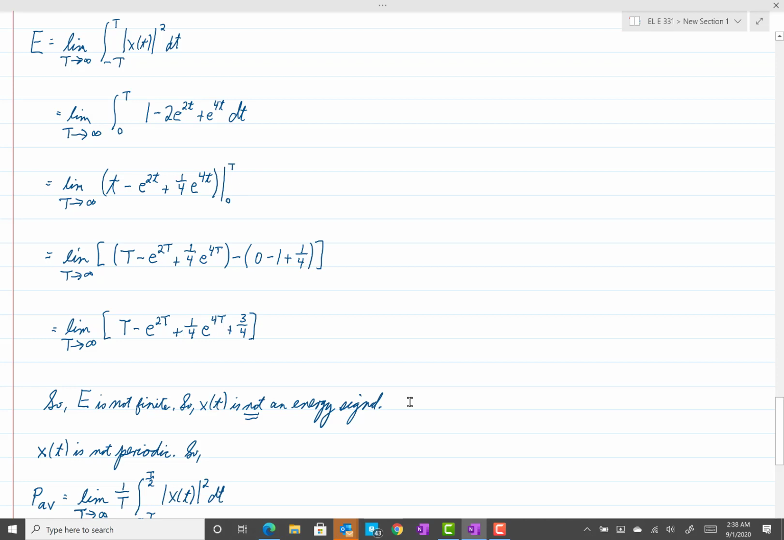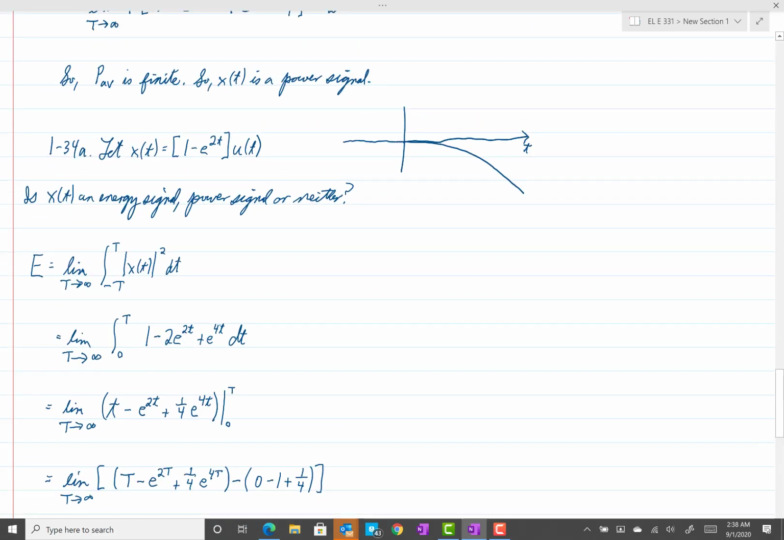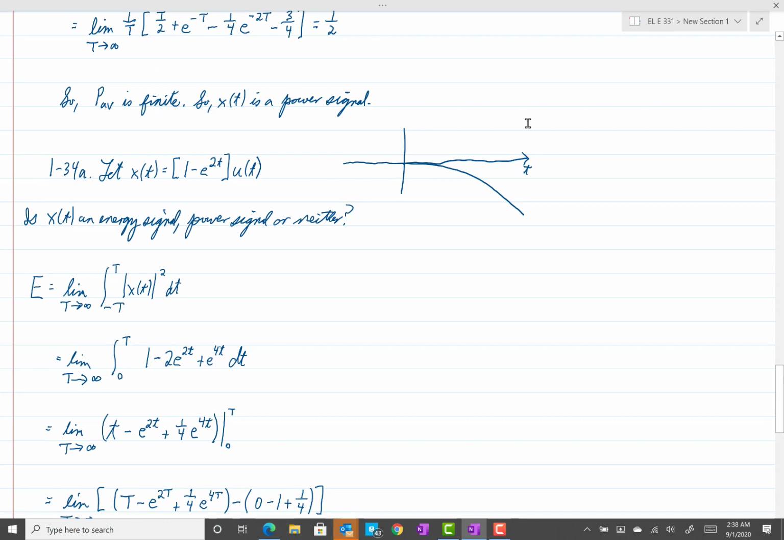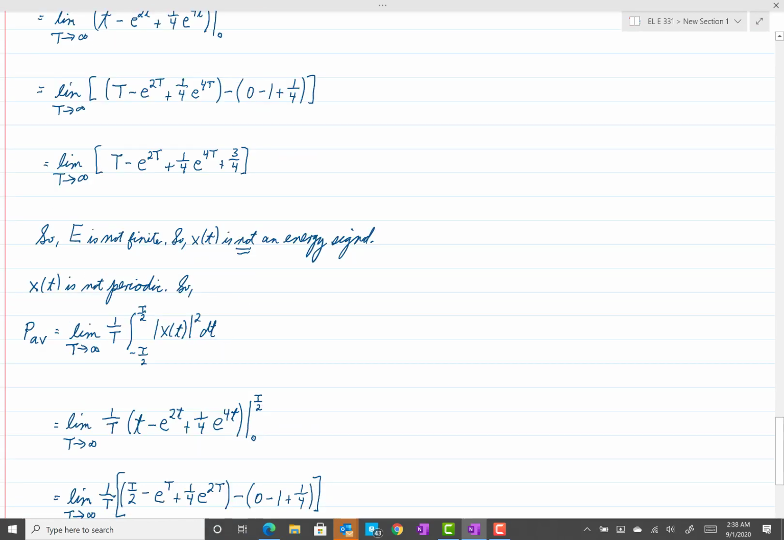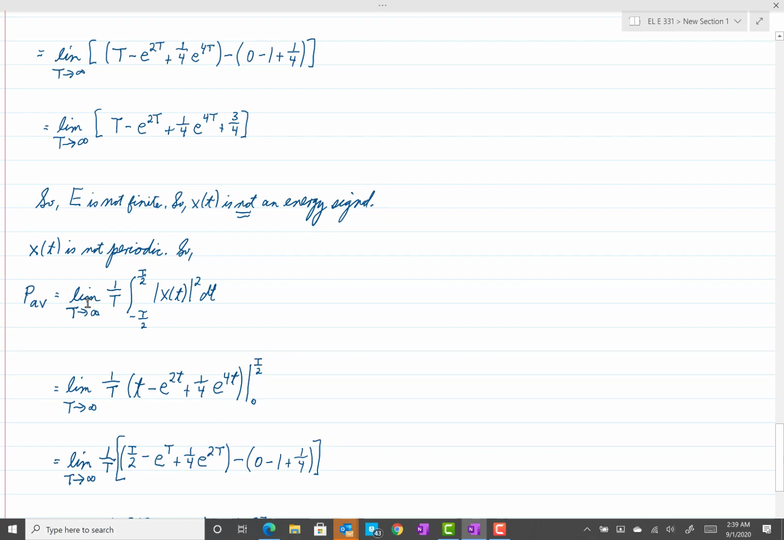So now we have to calculate the average power. We already looked at the formula for the average power, but remember that formula had two parts: one part was for the case where x of t is periodic, and the other part was for x of t not periodic. This function clearly is not periodic, so we have to use that second part of the formula. P average is equal to the limit as T goes to infinity of 1 over T times the integral from minus T over 2 to T over 2 of the magnitude of x of t squared dt.